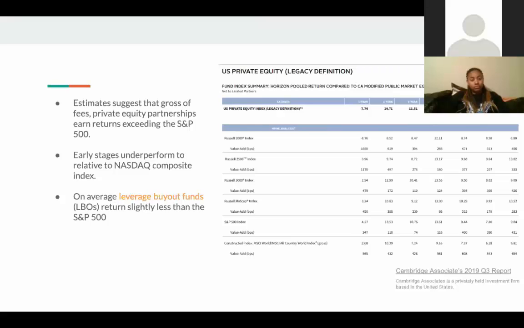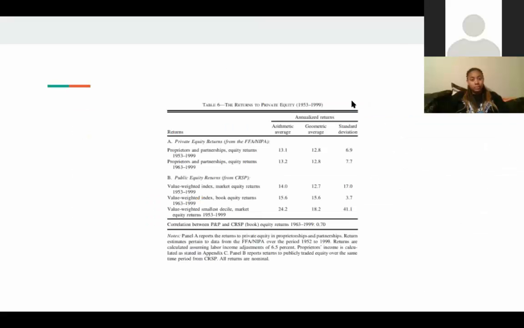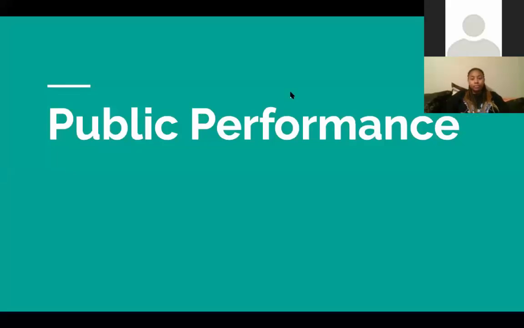This is a little table I found that actually contradicts what the previous table showed. It says that the public equity returns outperform the private equity returns, both on arithmetic and geometric average. So like I said earlier, there is going to be a gray area where it depends on who you ask, how you're measuring those returns, and whatnot.